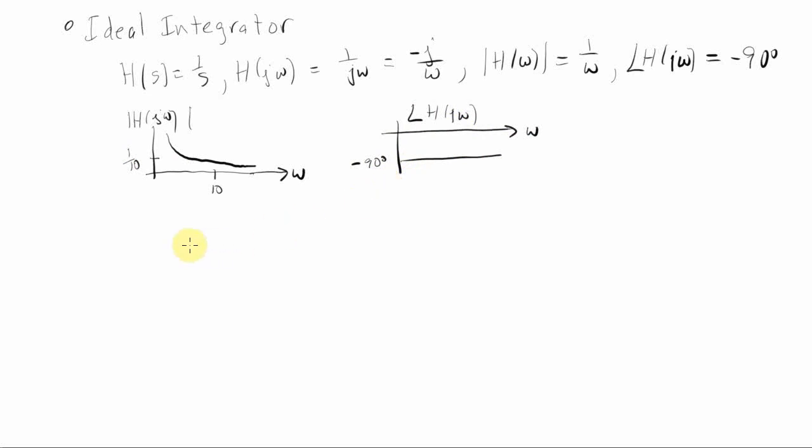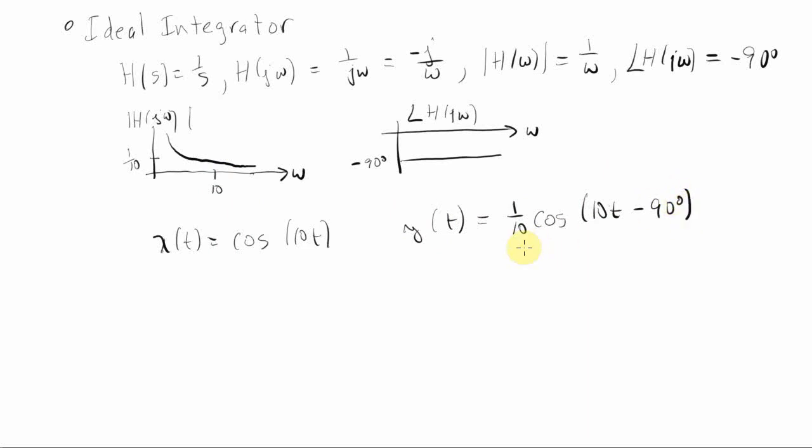So again, we could take a look at, for example, the same input I had before. x(t) is cosine of 10t. You can immediately write down the output. In this case it would be 1/10, the amplitude of the input times my magnitude response evaluated at 10, cosine of 10t minus 90 degrees. This is cosine shifted to the right by 90 degrees, which is just sine of 10t. And again, we can see that this is actually the integral of cosine of 10t.